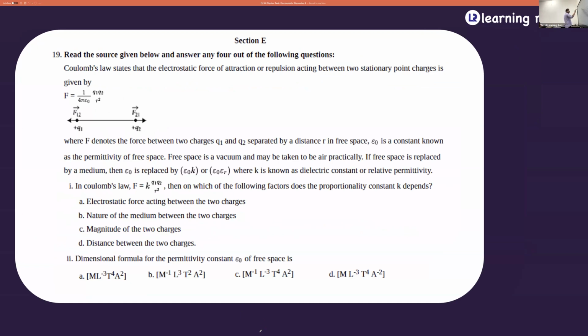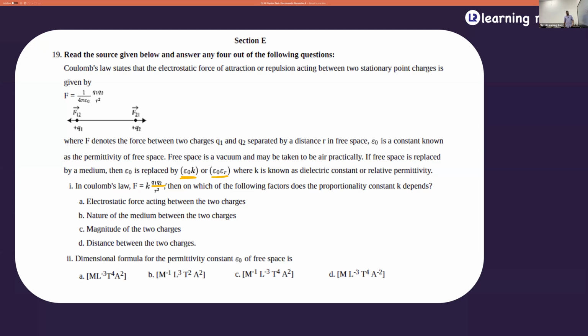So Coulomb's law states that the electrostatic force of attraction or repulsion acting between two stationary point charges is given by this value, where F denotes the force between the two charges Q1 and Q2 separated by distance R, and epsilon naught is given by this value. If free space is replaced by a medium, then epsilon naught becomes epsilon naught times K, or epsilon naught times epsilon R, where K is the dielectric constant or relative permittivity. In Coulomb's law, F is equal to K Q1 Q2 divided by R square.